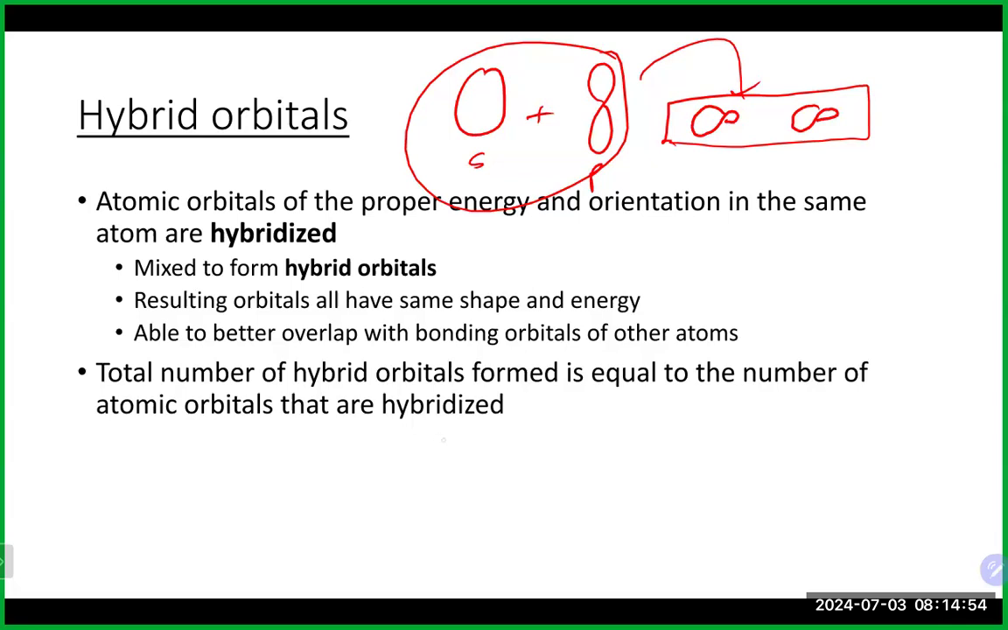Now, the total number of hybrid orbitals that are formed is equal to the number of atomic orbitals that are hybridized. So if you take two atomic orbitals, for example, our s and our p, that is two atomic orbitals, we would get two hybrid orbitals. Two hybrid orbitals form from the mixing of the s and the p orbitals. If you mix three of them, you'll get three hybrid orbitals and so forth.